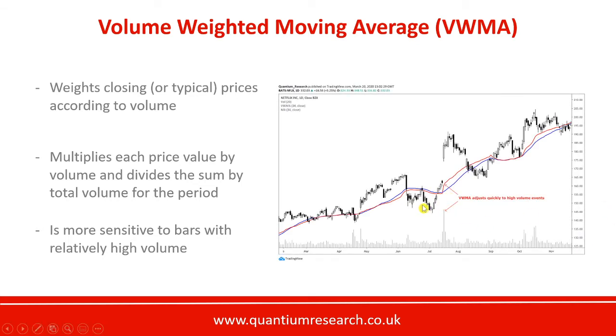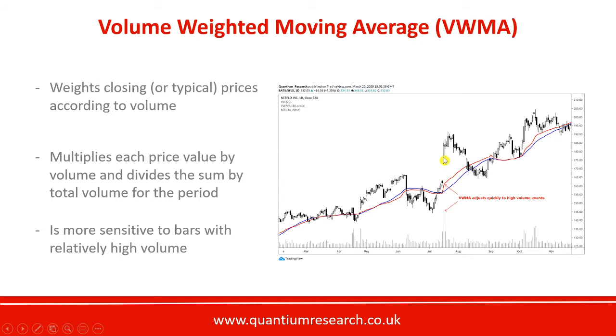Now we can see the shares of Netflix, once again on a daily chart. Each candle represents a day's worth of trading. We can see that when the volume spiked, highlighted here in yellow, the shares gapped up on open, and the volume-weighted moving average adjusted much more quickly in comparison to the simple moving average shown in blue. The VWMA is in red here, and it adjusts quickly to the higher amount of volume.